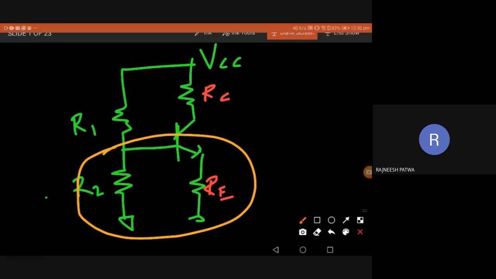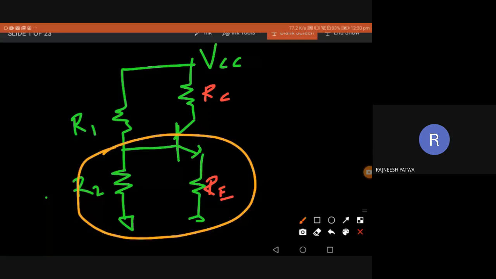Because if beta is not given, then IB is going to be 0? No, beta not being given doesn't mean that. If IB is 0, the transistor is off. Yes, you're right, the transistor is off when IB is 0. But if beta is not given, it doesn't mean there is no beta. Beta not given doesn't mean beta is 0, right?